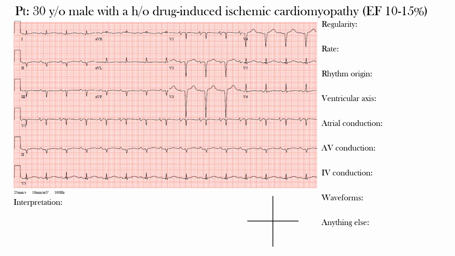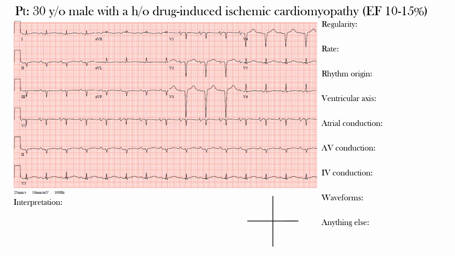So notice that we have the patient's clinical presentation and then the EKG below. On the right side of the screen, we have a list that we'll go through before making our final interpretation. First, there is the regularity of the rhythm. That is, are we dealing with a regular or irregular rhythm? And then if it's irregular, is it regularly irregular or irregularly irregular?